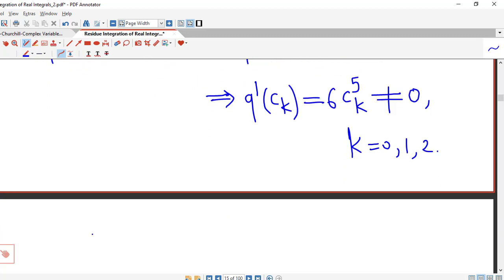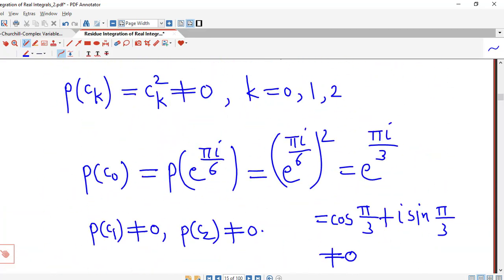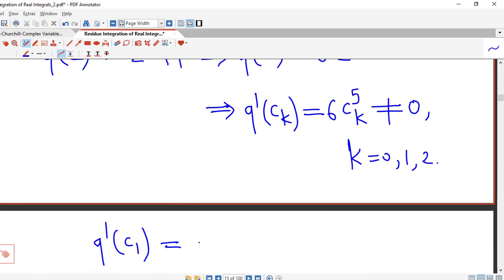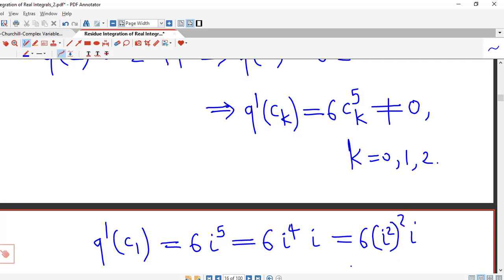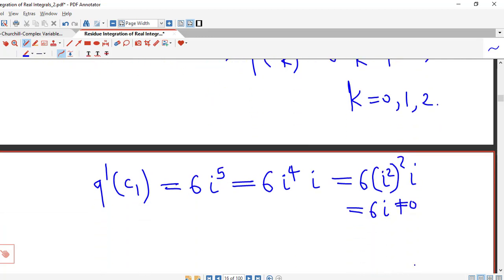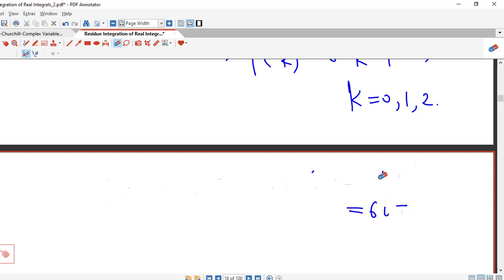For example, we can check for say c1. What is our c1? C1 is nothing but I. So q dash at c1 is going to be 6 into I raised to 5, which is non-zero. This we can simplify as I raised to 4 into I. I raised to 4 means square of I square into I. So this is going to be 6I, which is non-zero. Similarly, we can check for k equal to 0 and k equal to 2. So the value of q dash at each of these roots is non-zero.